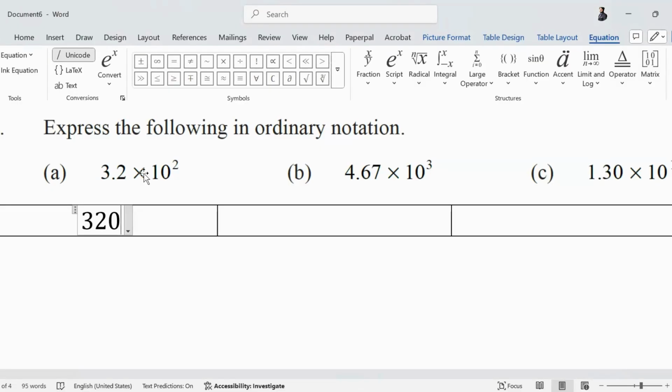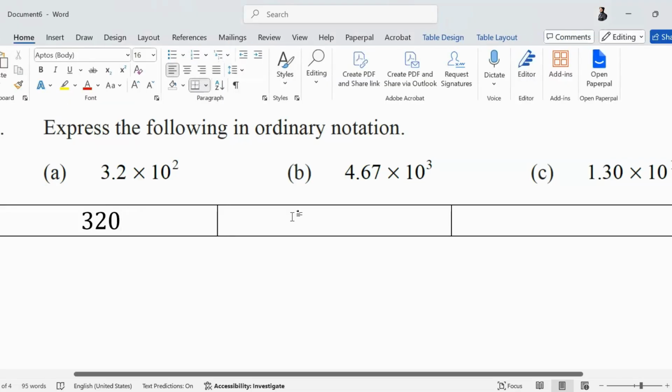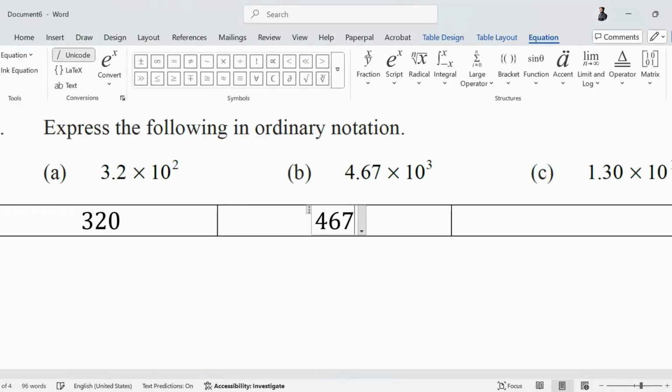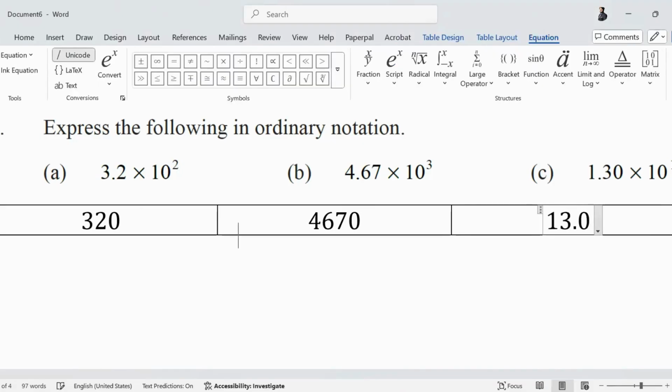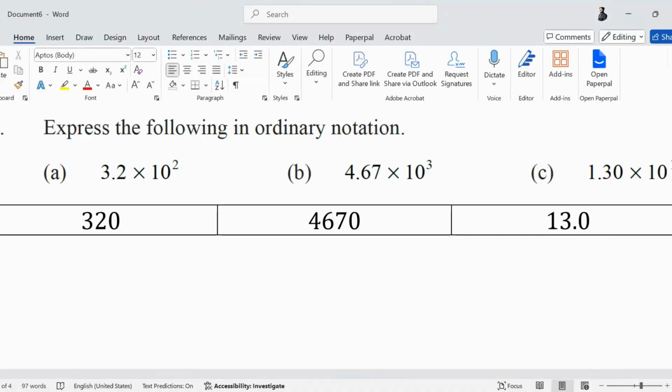Algebra के साथ कैसे करोगे? सोचना सही है. I know numerical values you can do, but understand what I'm trying to explain so that when you have algebra or such questions, कर लो. What about this one? Decimal to the right, 4670. What about this one? 13.0 or just write it as 13. Both mean the same thing.